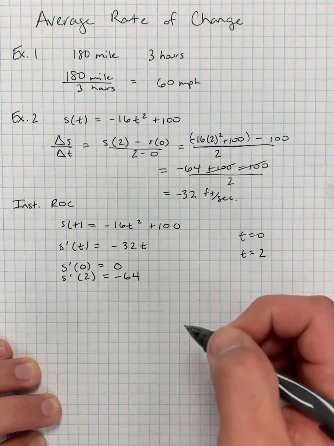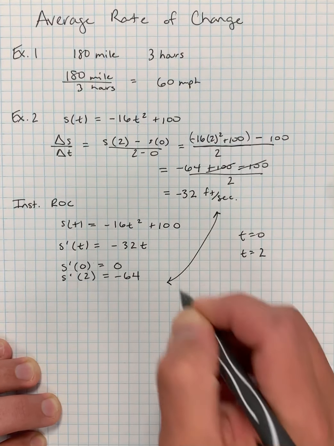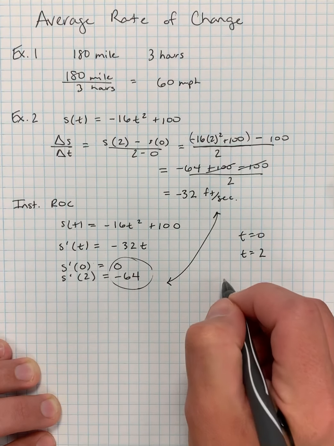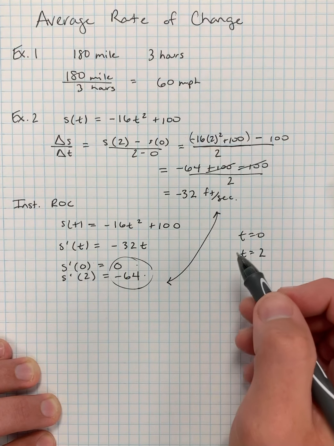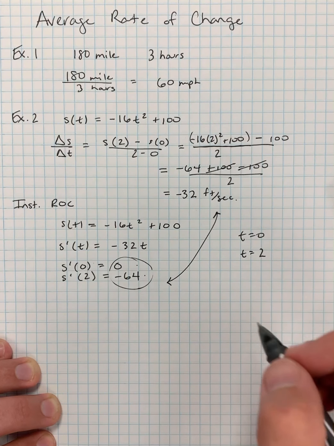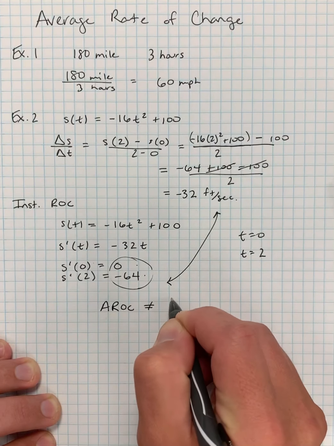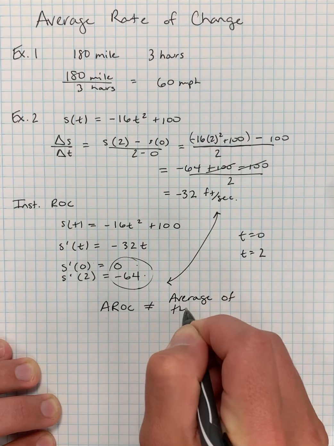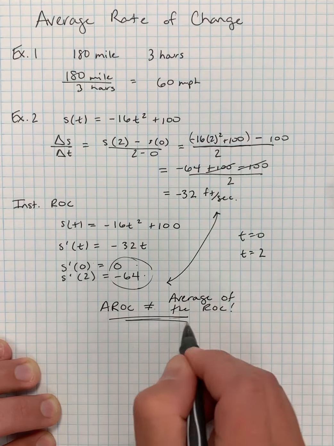Interestingly, and this will not always be the case, and kind of the point of this whole scenario is that when we walk these two items through, in this case, it happens that if I average the beginning and end velocities, I end up with the average velocity. That does not always happen. The average rate of change is not equal to the average of the rates of change. They're not equal. That's a big deal.